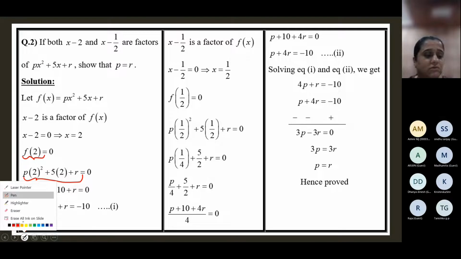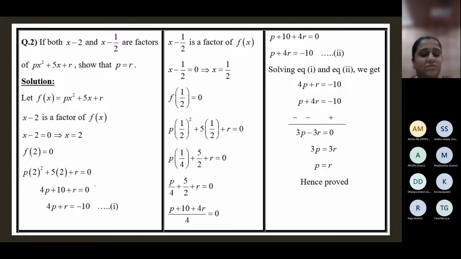So now 2 square is 4. So 4p plus 10 plus r is equal to 0. So have p and r on one side, take the constant to the other side. 4p plus r is equal to minus 10. We have two variables, p and r. So have the variables on one side, take the constant to the other side. So 4p plus r is equal to minus 10 is the first equation.